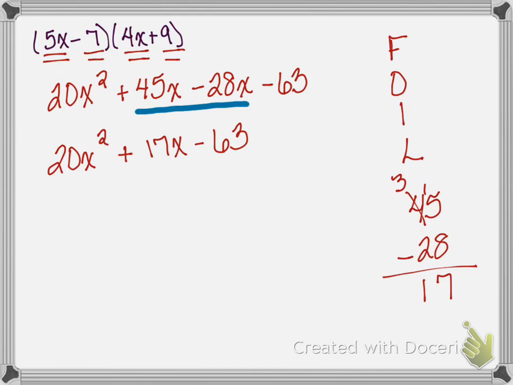Now, sometimes students get gung-ho on combining like terms, and they want to combine the 20 and the 17. They are not like terms. I've got an exponent of 2 with this x, and I've got an exponent of 1 with that x. So they are not like terms. Okay?